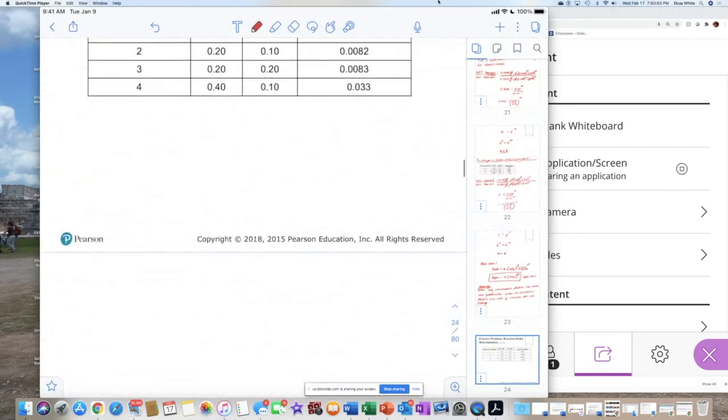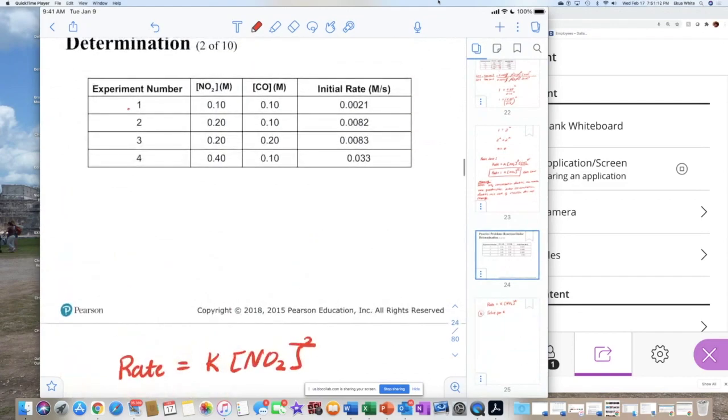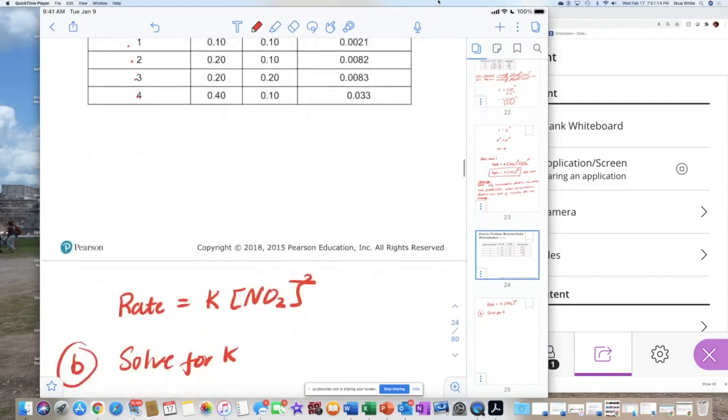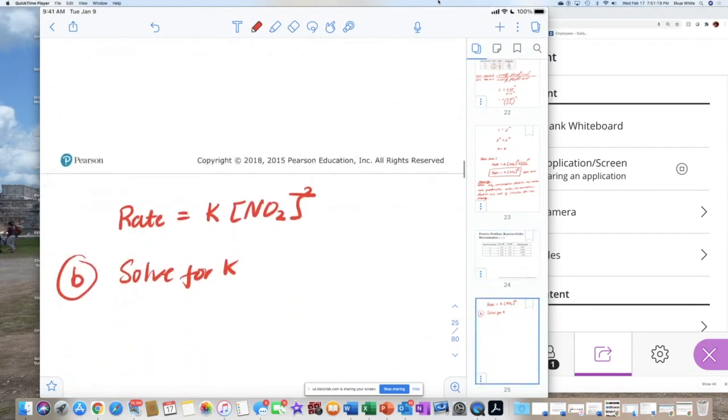Okay. So after all that, I know the rate law is equal to K[NO2] raised to the power 2. There's no CO in the final rate law. Now they said solve for K. That was the second part, right? You have 4 experiments to pick from to get your numbers. Pick any one. I tend to like the easiest one, which is the first one. So I will be using experiment 1. You can use any of the experiments provided.